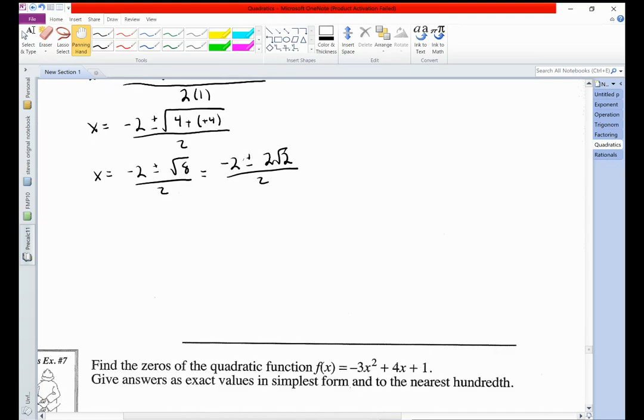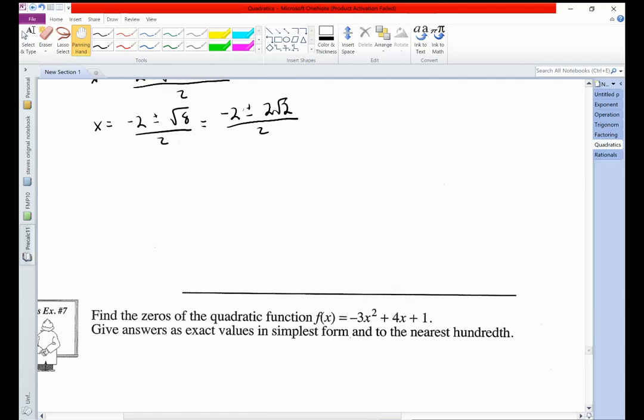Hopefully we're still recording here. This can also be written as x is equal to negative 2 over 2 plus or minus 2 root 2 over 2. And then negative 2 over 2 is just negative 1 plus or minus, those 2's cancel, so we have negative 1 plus or minus root 2. And so when we type that into our calculator, we get x is equal to negative 2.4 and 0.4.